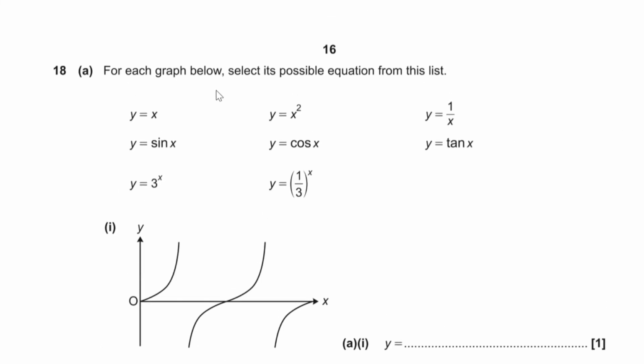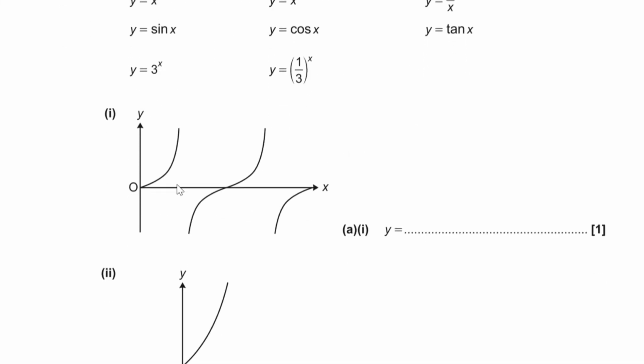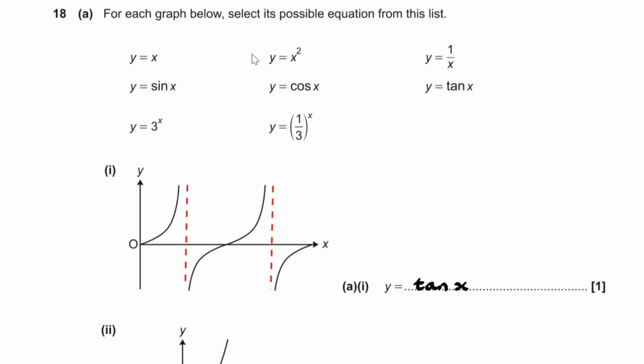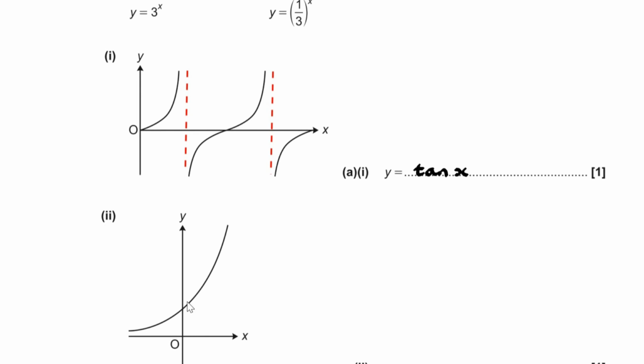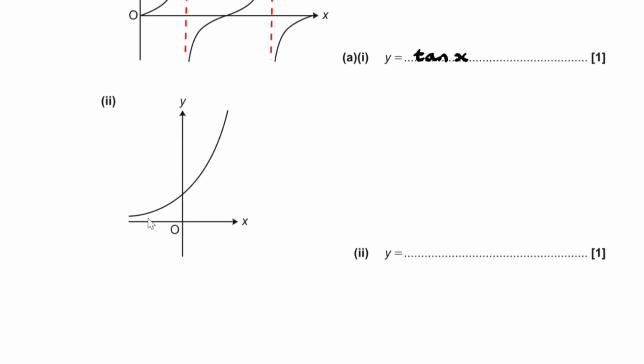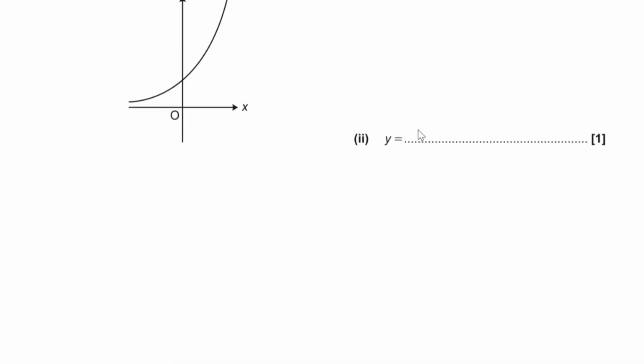Question number 18. For each graph below, we have to select its possible equation from this list. Well, the first one looks like the graph of tan. And what we'll do is we'll add on some asymptotes for that. So we've got asymptote here, and we've got another asymptote over here. So we've got y equals tan x. Next one, we've got something which is an exponential graph, so the only one that could be, because it passes above the x-axis, crosses the y-axis at 1, it could either be 3 to the x or 1/3 to the x, but because this is a positive graph, we select the y equal 3 to the x.